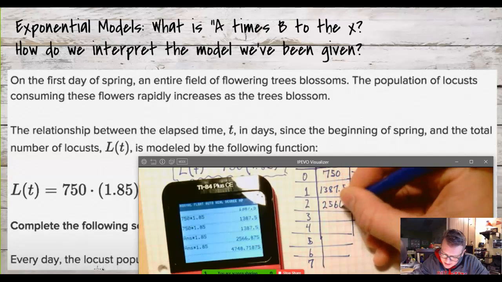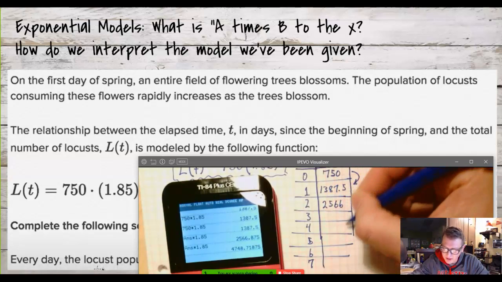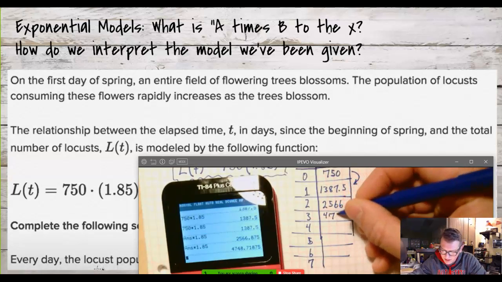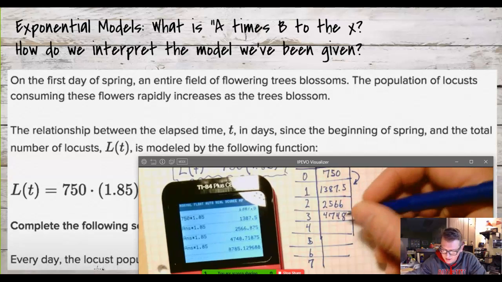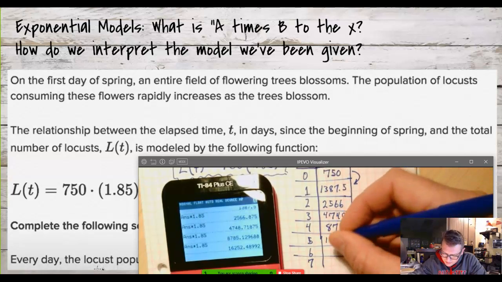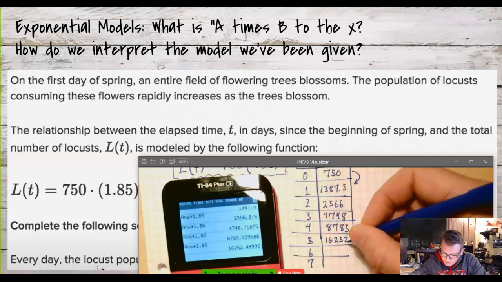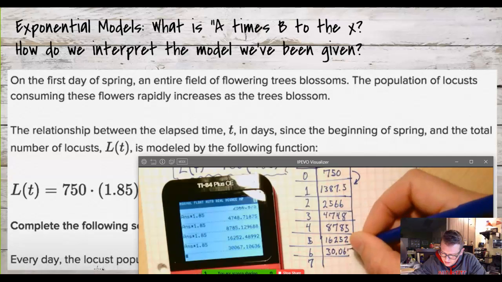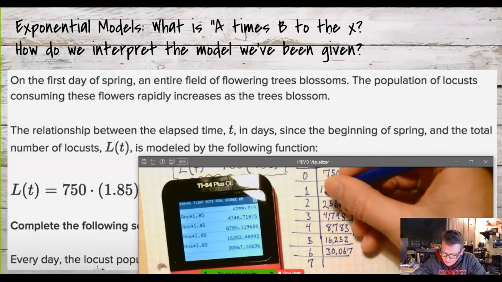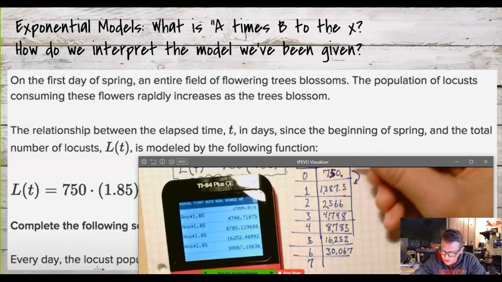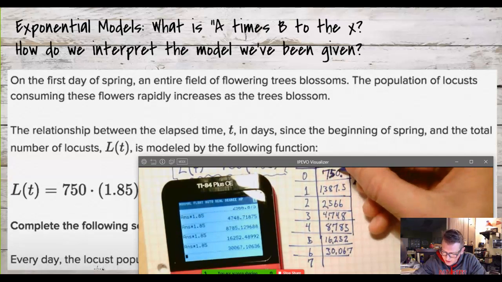So 2566. And guys, in our table, we can just write down the whole numbers if you want. So day 3, 4748. Enter again. Enter again. Enter again. Oh my gosh. How many locusts are there after a week?